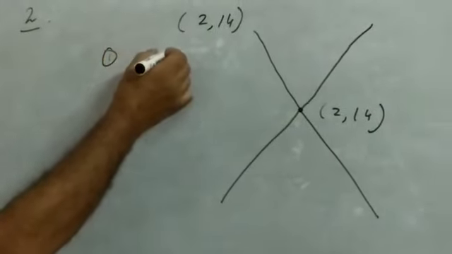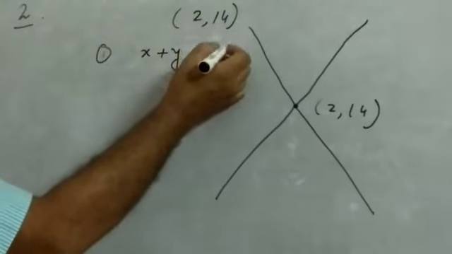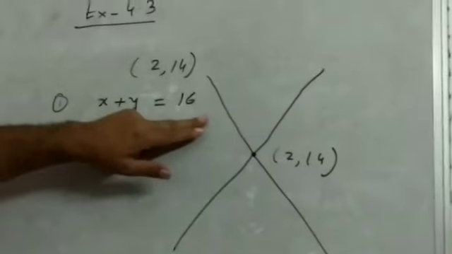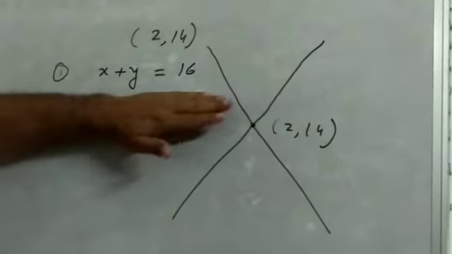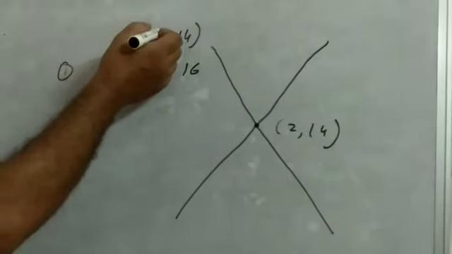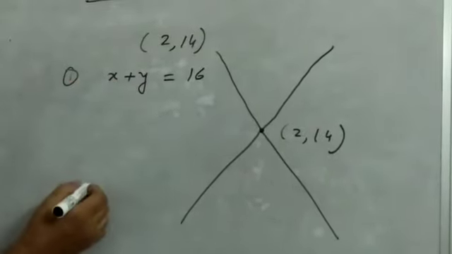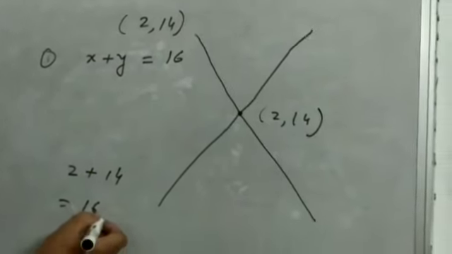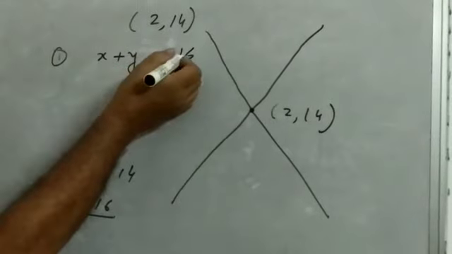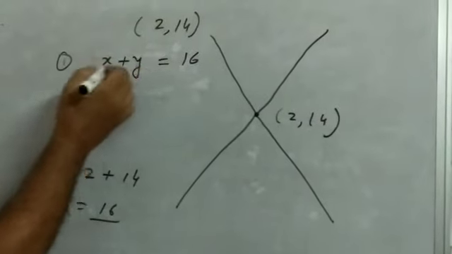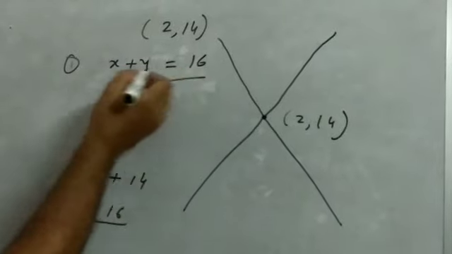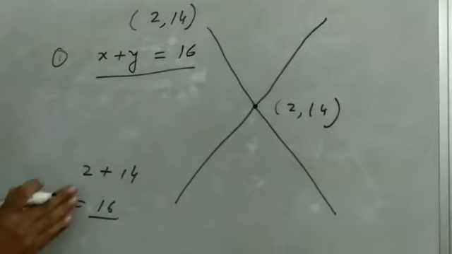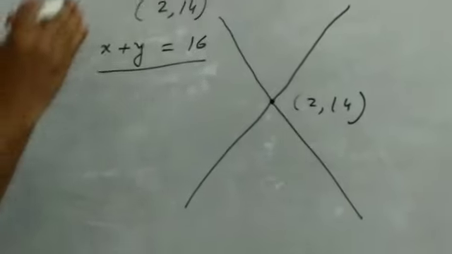Suppose one equation is x plus y is equal to 16. It is a linear equation in two variables. Now we will put the values 2, 14: x is 2 plus y is 14. Now see, 2 plus 14 is how much? 16. So it is clear, if we have the equation, we can check that this is a solution of the equation. This is the equation of the line; if we draw the graph, we will get this line. So one equation we got. I think you got the idea how to write the equation.